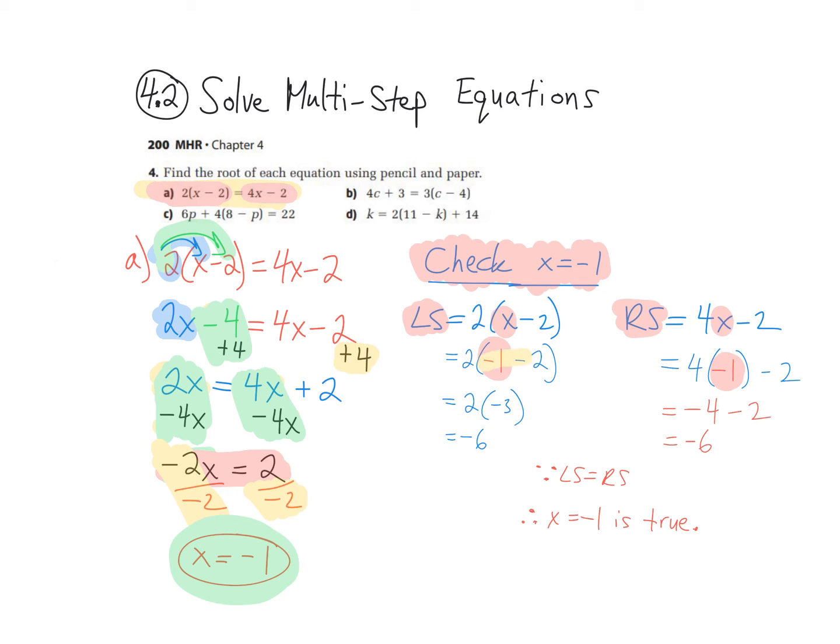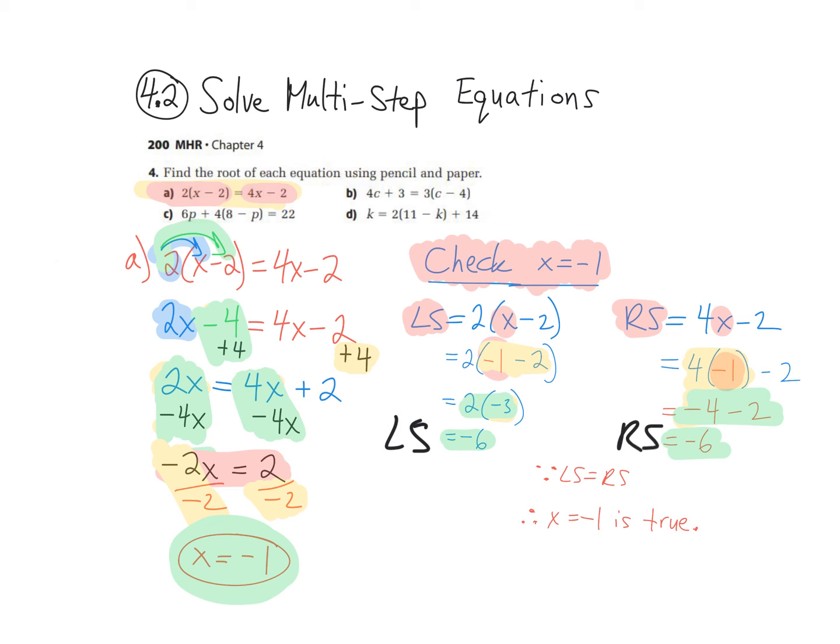So negative 1 minus 2 equals negative 3, and negative 3 times 2 equals negative 6. So the left side equals negative 6 when we sub in negative 1. The right side, negative 1 times 4 equals negative 4, and negative 4 minus 2 equals negative 6. So when we sub in negative 1 to the right side, it equals negative 6.